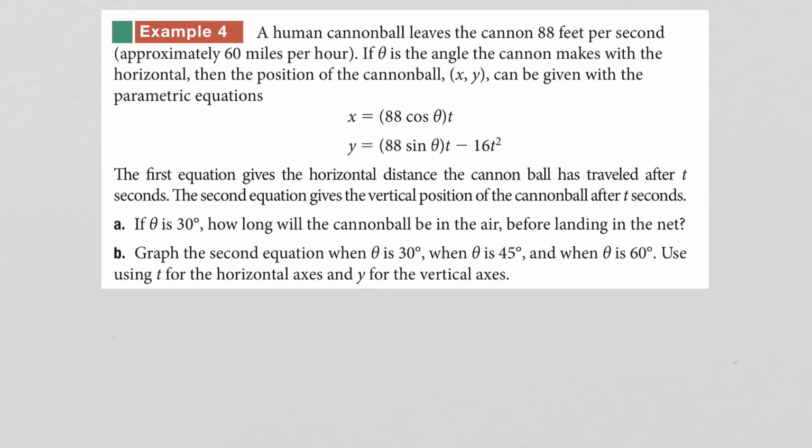Now in our final example here, we're going to look at an application of parametric equations. Here it says a human cannonball leaves the cannon at 88 feet per second, which is approximately 60 miles per hour. If theta is the angle the cannon makes with the horizontal, then the position of the cannonball, (x, y), can be given by the parametric equations that you see here. The first equation gives the horizontal distance the cannonball has traveled after t seconds, and the second equation gives the vertical position of the cannonball after t seconds.